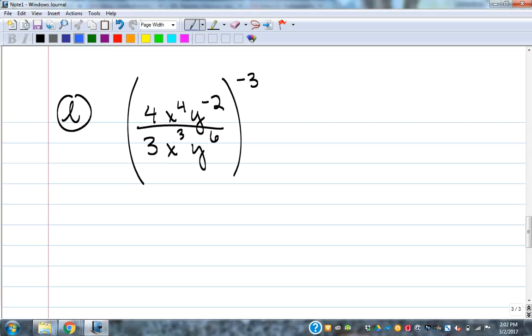What do we do first? Parentheses. So we're going to simplify inside first, right? 4 and 3 don't reduce, so I'm going to have those. What about the x's? You can end up with x to the first, positive 1, right? So that's just an x up top. What about the y's? Y to the negative 8, right? Negative 2 minus 6 would be negative 8. Then all of that is to the negative 3.